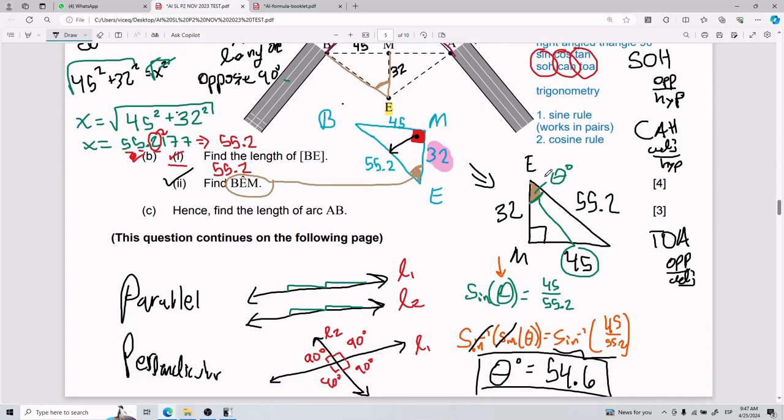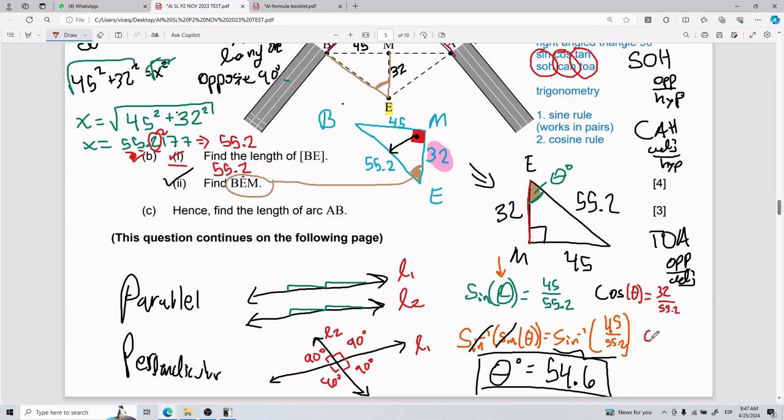So to do it with SOHCAHTOA, for example, for cosine, you would say cosine is adjacent over hypotenuse. Adjacent is right next to, so right next to is 32. And you might be thinking, isn't it 55.2 right next to? Yes, it is right next to it, but that's the hypotenuse. Adjacent is the one next to it that is not the hypotenuse. So for cosine, you can set it up as cosine theta equals adjacent over hypotenuse, which would be 32 over 55.2.